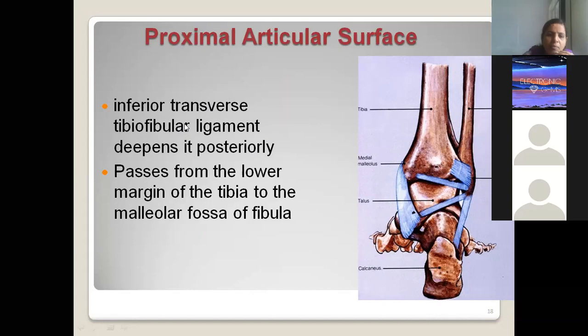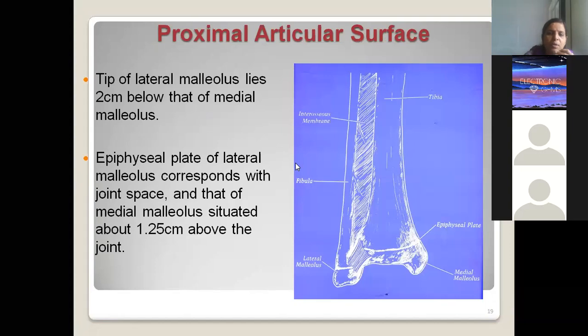We have just started the ankle joint, Ritika, if I'm finding your sound or something.